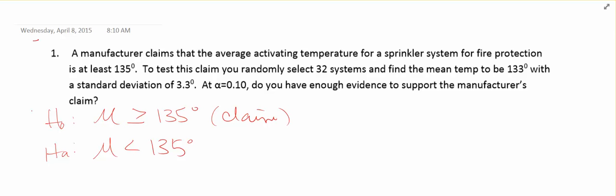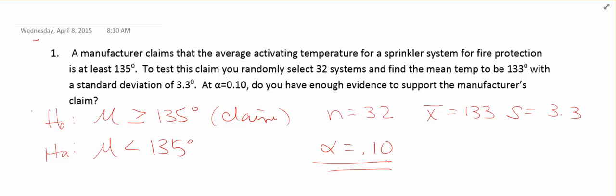You want to test this claim, so you randomly select 32 systems, and you find the mean temperature to be 133 with a standard deviation of 3.3. So both of those are sample statistics, so that's why I'm using x bar and s. You're also given that your alpha level is 0.1. So this is going to be your comparison level.